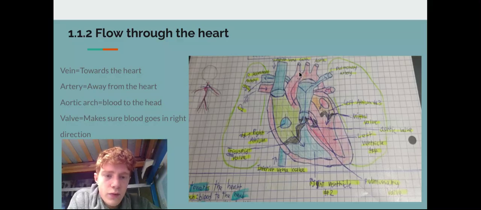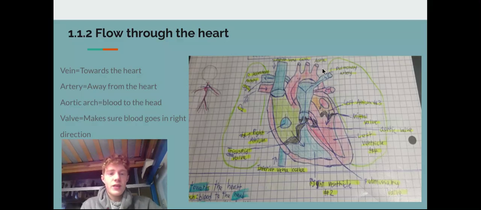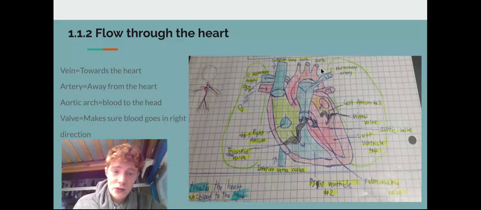then a lot of blood gets distributed to the head through the aortic arch, and a lot of blood gets distributed to the entire body through millions of other arteries. So that's actually it. That's what I wanted to talk to you about today.